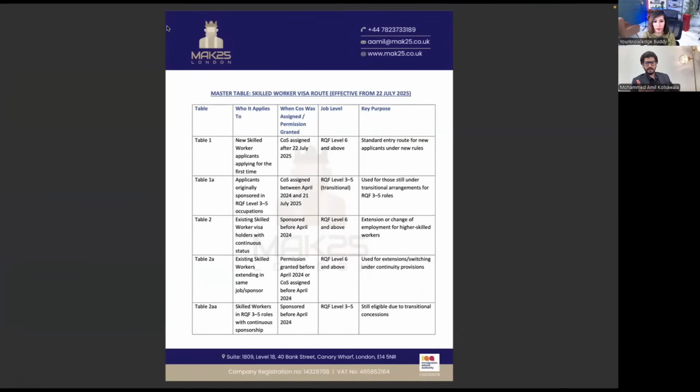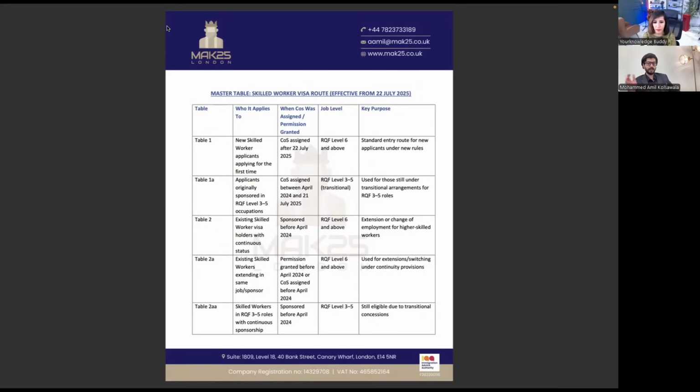So this is what we have seen: from the statement of changes of 138 pages, this is what I have been able to squeeze, which can be understandable for each one of us, not just as immigration professionals, but for the candidates and applicants as well, who are currently in the skilled worker route and who are planning to apply for the skilled worker visa post 22nd July 2025. So let's start with table one.